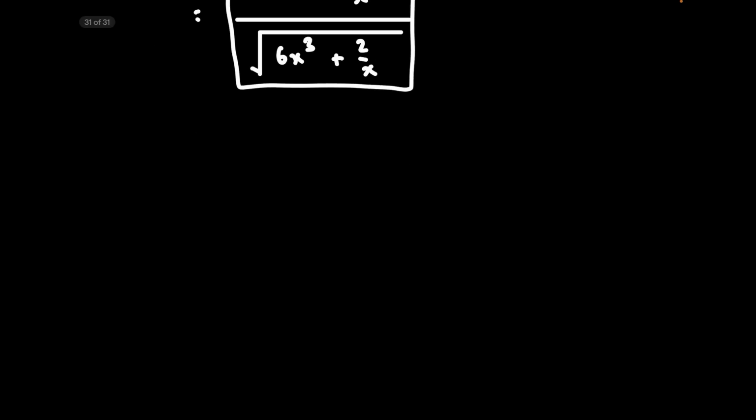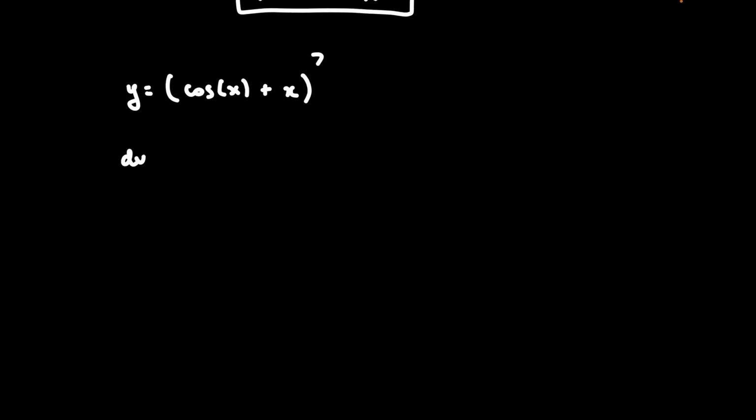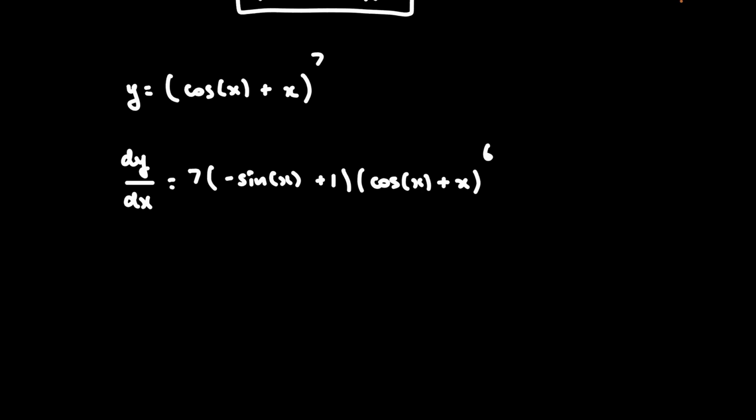The next one we're going to be doing is y equals (cos x plus x) to the power of 7. To find the derivative, we bring the power to the front, times by the derivative of the inside function. The derivative of cos x is minus sine x, and the derivative of x is plus 1. And then we times by the function again, and then we raise it to 7 minus 1, whatever it is at the top.